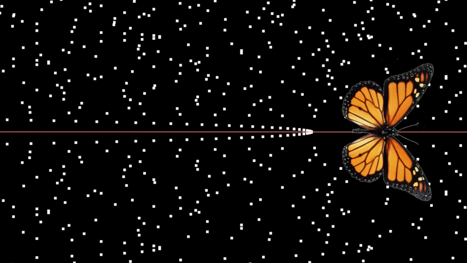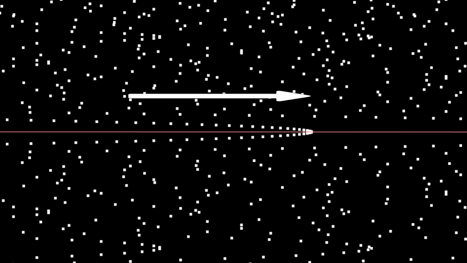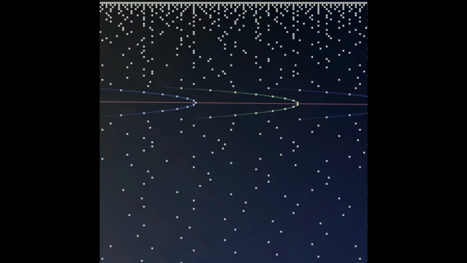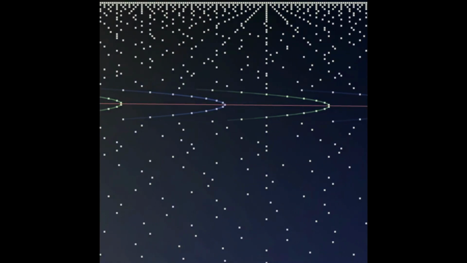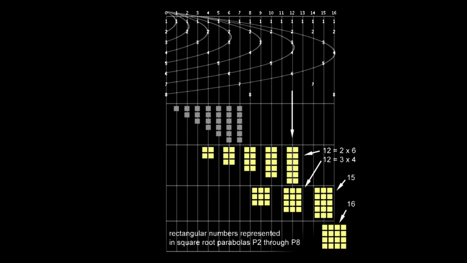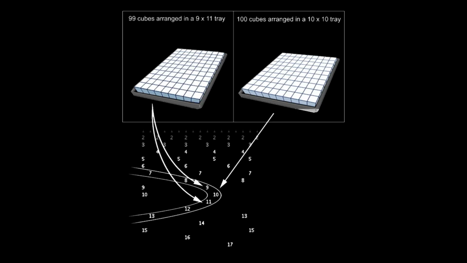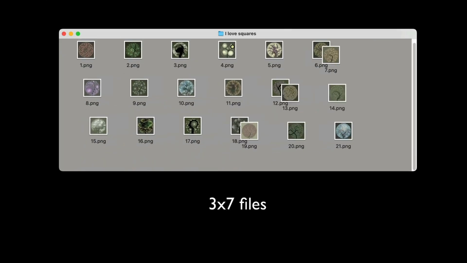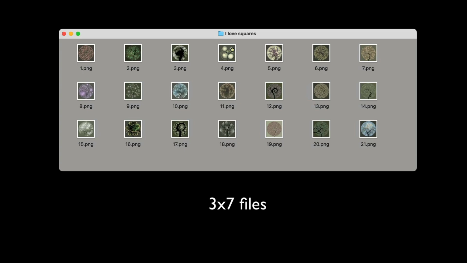In the region near a parabola's vertex, we see bilateral symmetry about the horizontal axis. Why is there such strong asymmetry or directionality from left to right? Why are these parabolas all pointing in one direction? Think of these divisor pairs as belonging to rectangular numbers that are more square-like the closer they are to the vertex.